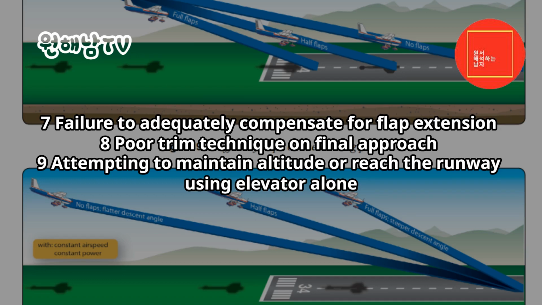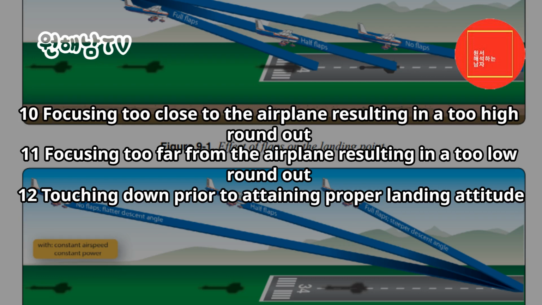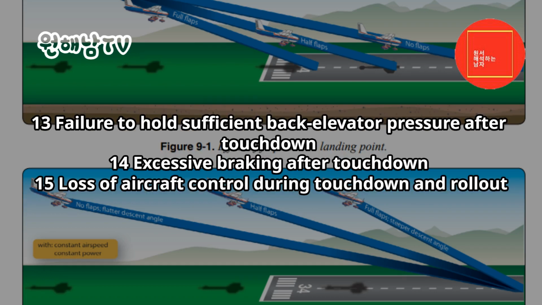9. Attempting to maintain altitude or reach the runway using elevator alone. 10. Focusing too close to the airplane resulting in a too high round out. 11. Focusing too far from the airplane resulting in a too low round out. 12. Touching down prior to attaining proper landing attitude. 13. Failure to hold sufficient back elevator pressure after touchdown. 14. Excessive braking after touchdown. 15. Loss of aircraft control during touchdown and rollout.